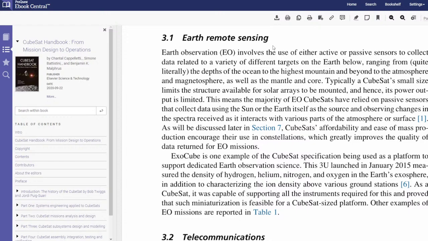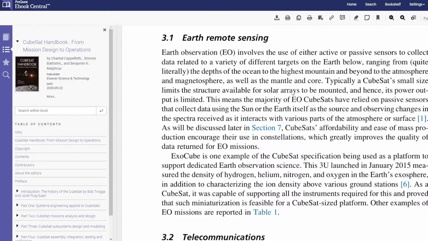As will be discussed later in Section 7, CubeSats' affordability and ease of mass production encourage their use in constellations. Constellations are a group of stars, in this case a group of satellites, which are all connected with a network, which greatly improves the quality of data return for EO missions. Earth orbit, EO.